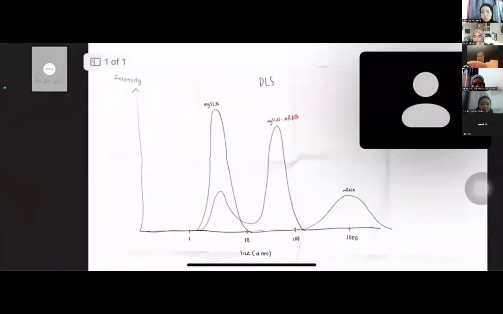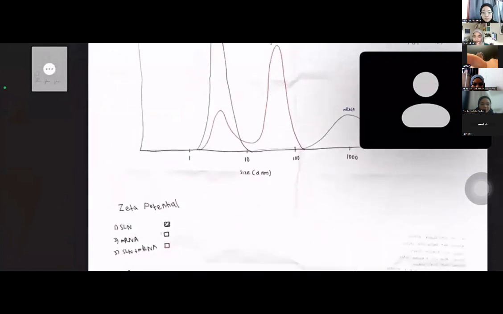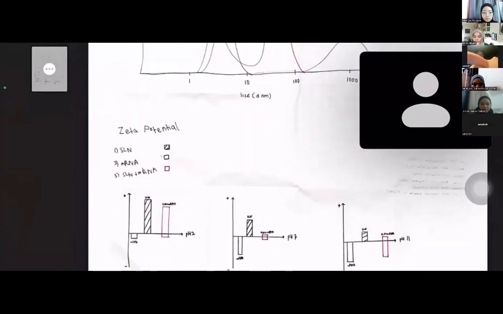Rahman, and I'm from Team D. So DLS and PDI will be presented by Kur, and I'll be presenting the zeta potential.